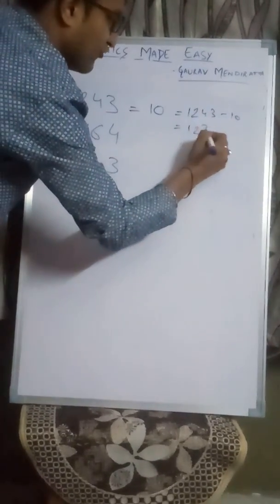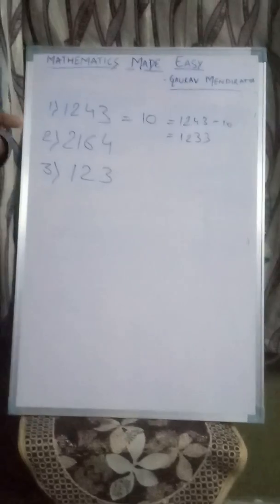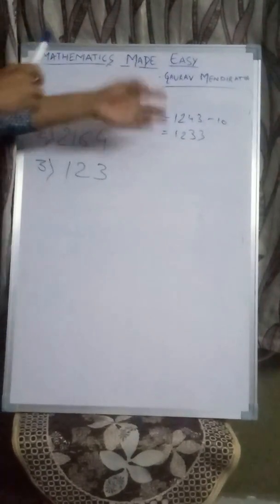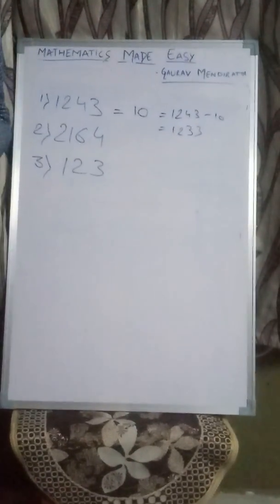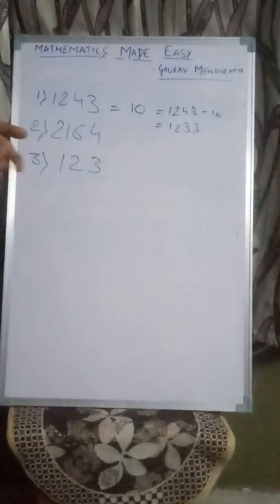1 2 3 3. Now friends, what you have to do is think of one number of any number of digits. You have to add its digits. You have to subtract the addition that has come from the original number.